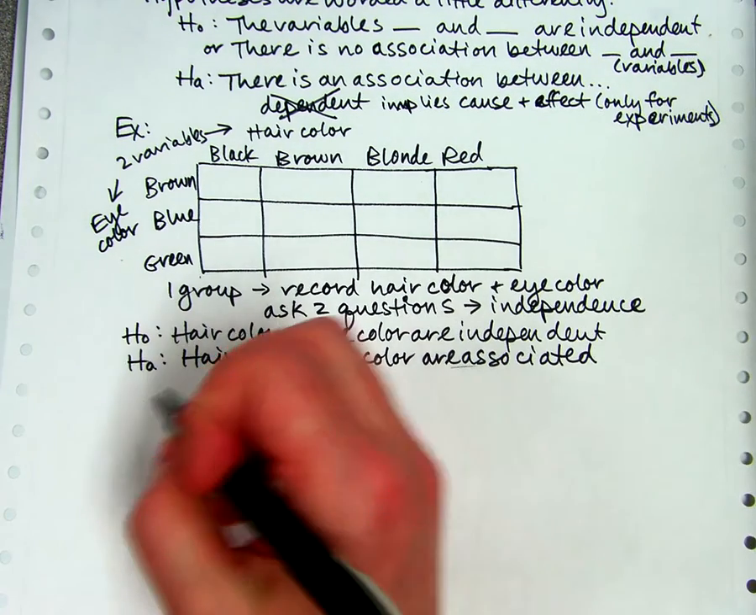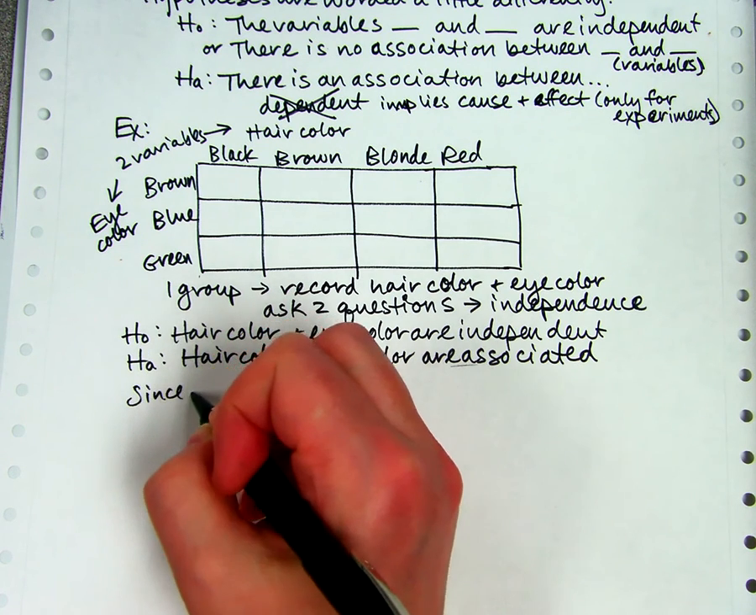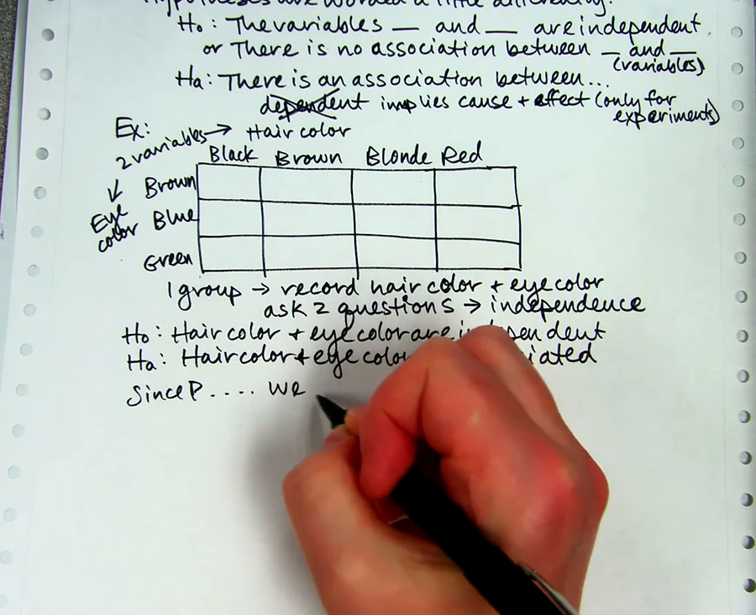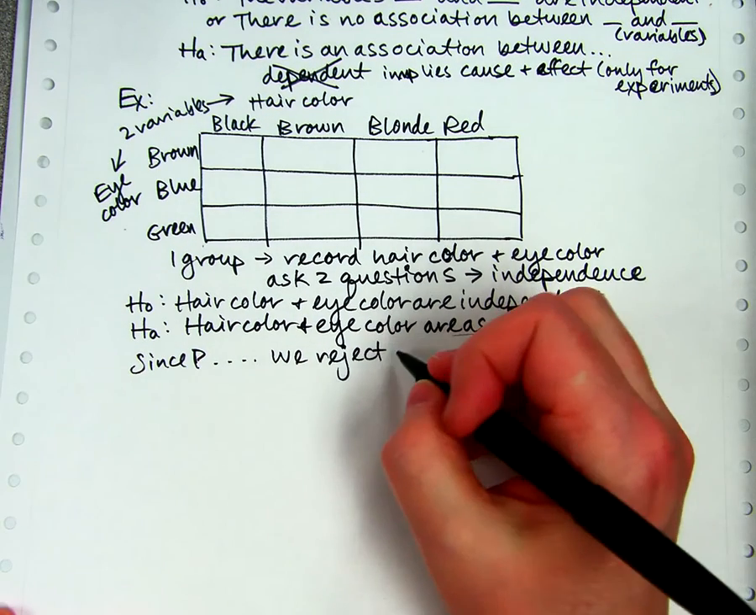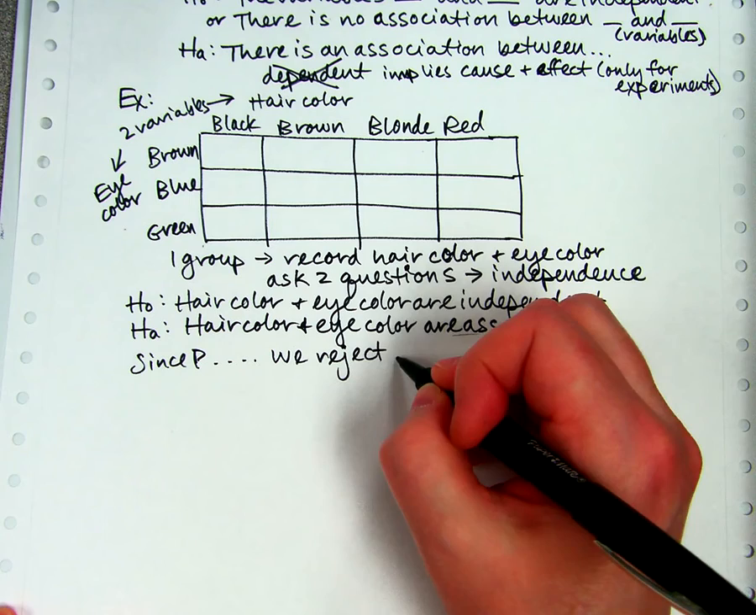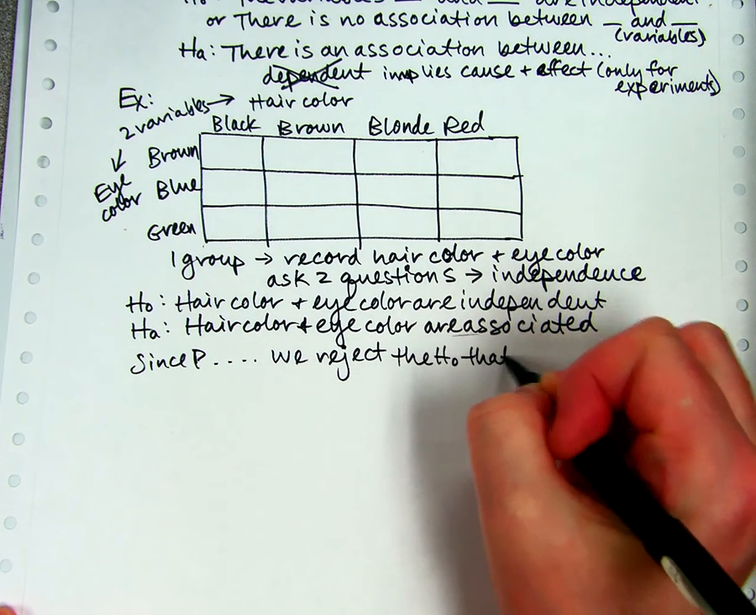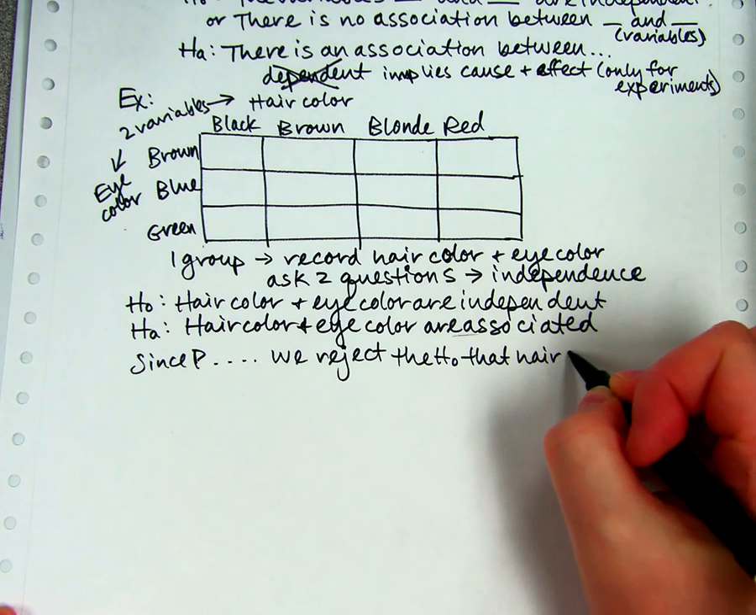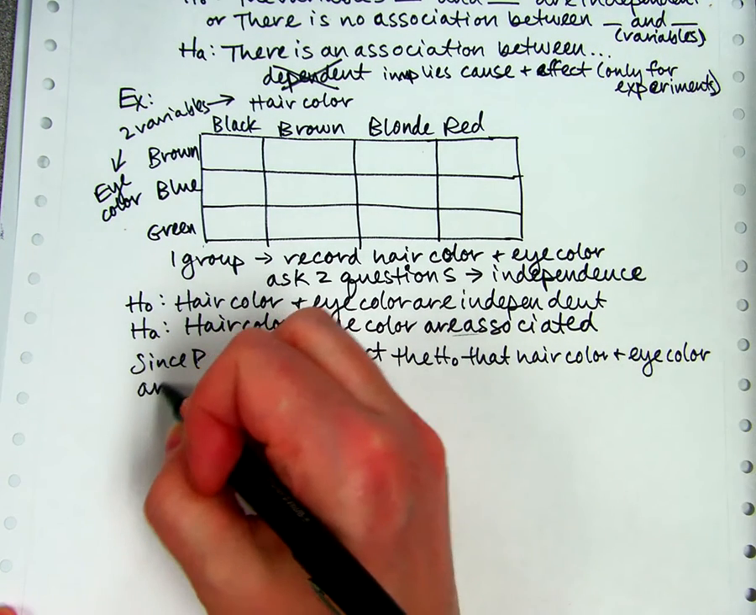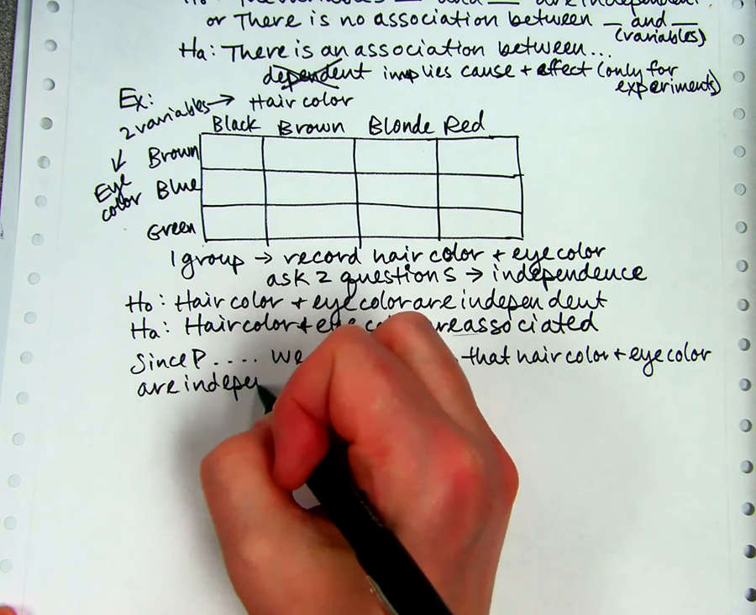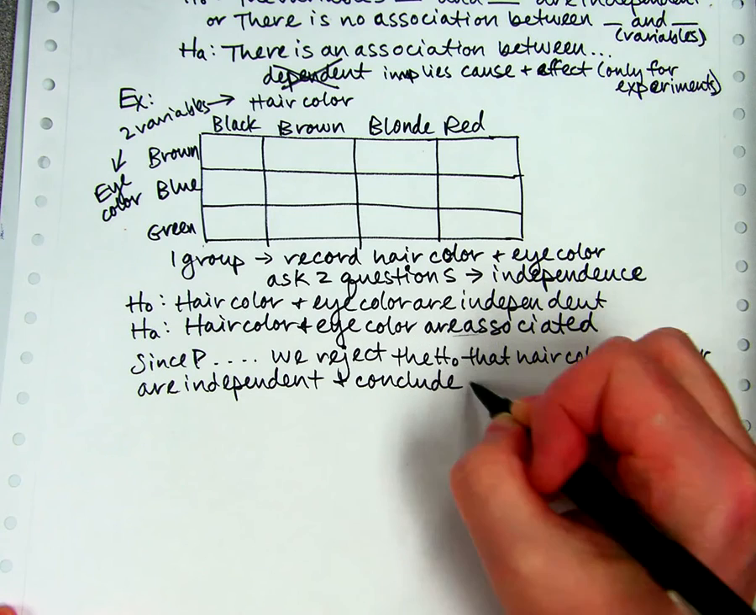If we reject, which we probably would, we would still have the same type of conclusion. So we would still say since P and all of that good stuff, and we would reject most likely with this data. I don't have data right now, but that's okay. It's probably in your homework. So reject, what is it we're rejecting? We're rejecting the null that hair color and eye color are independent. And we can conclude that they're associated.